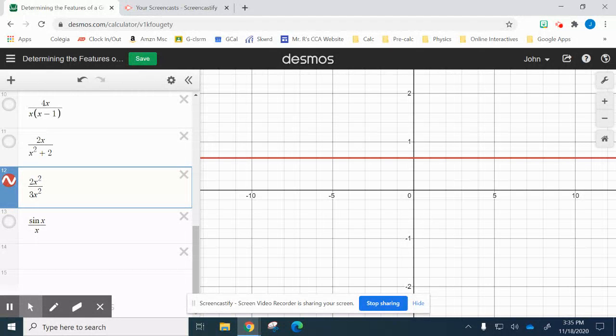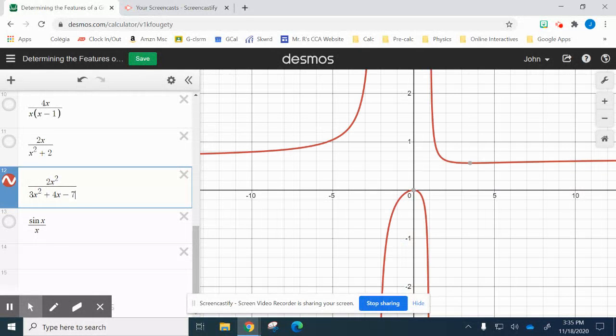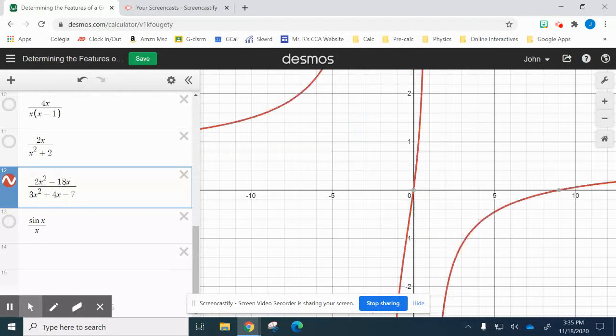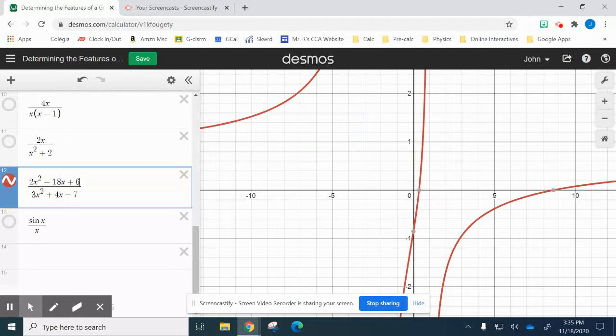Now, that's just the graph of the function, right? But what if I have a bunch of other gobbledygook here? That's a technical term. What if I have 3x squared plus 4x minus 7 on the bottom? That's a weird graph, right? But you'll notice that it still has a horizontal asymptote at 2/3. What if I put some more gobbledygook in there, minus 17x plus 6?